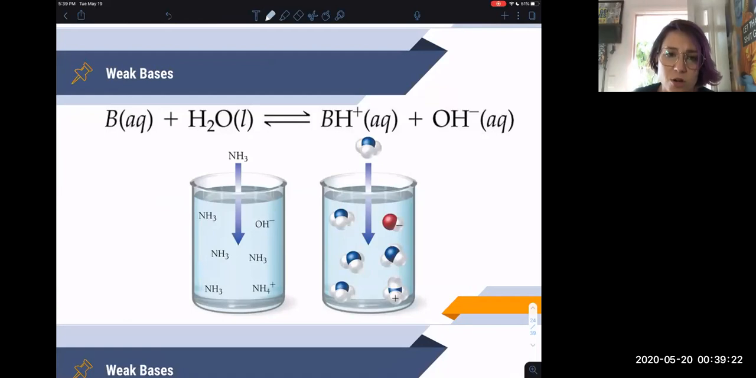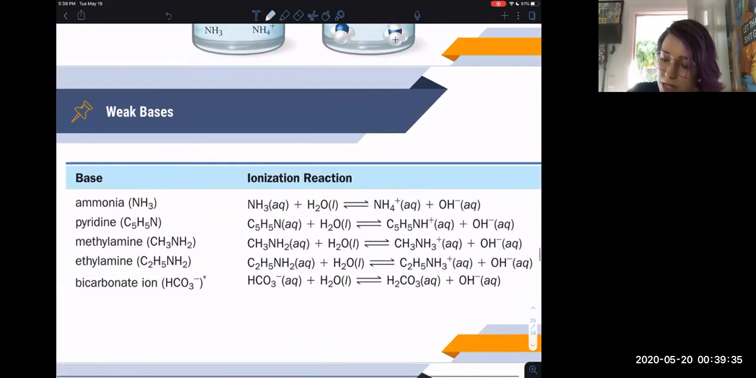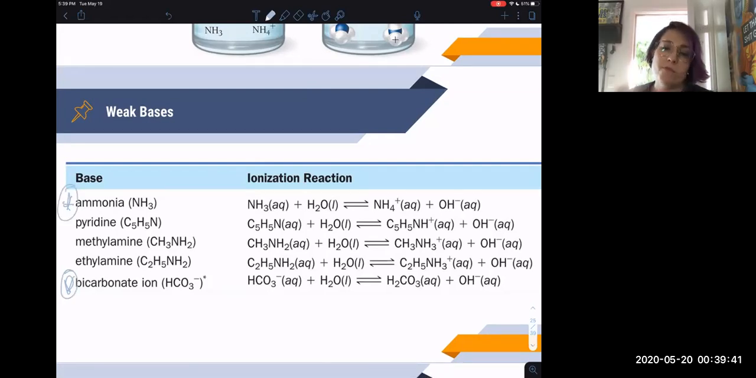Weak bases do the same thing. Here's the generic equation for bases. They do the same thing as weak acids. They do their job 1 to 5% of the time. Same idea about their electrolytic abilities and all that kind of stuff. You need to know 2 weak bases, ammonia and bicarbonate. Those are the 2 you need to memorize. Everything else, don't worry about it till later. So these are all organic compounds.